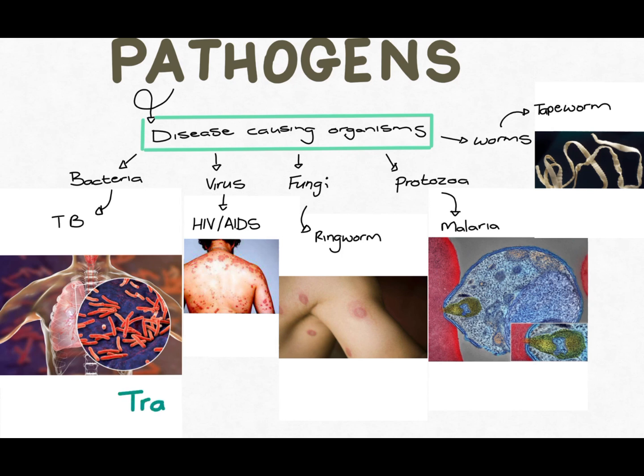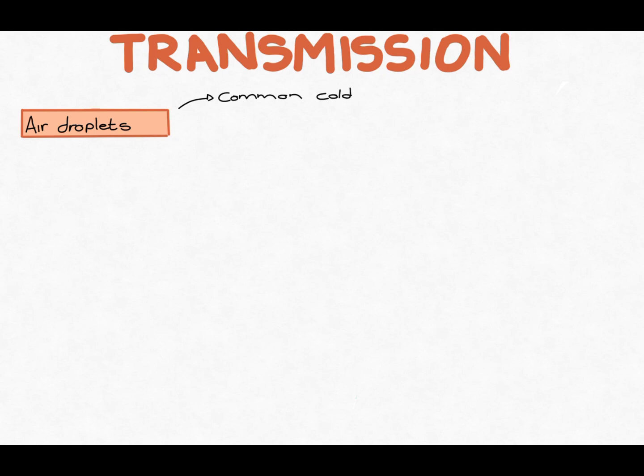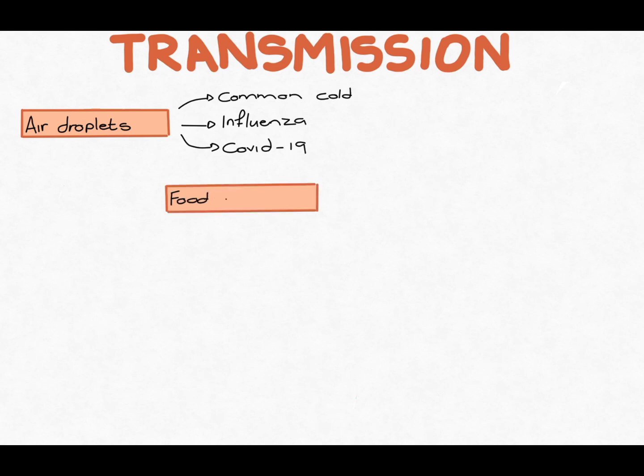Now, all of these are examples of transmissible diseases, meaning that they can be passed from one host to the other. A question that we need to get answered is how these pathogens are spread from one host to another. Now, the first method is through air droplets, and this is very common in viruses like the common cold, influenza, and COVID-19. Another method is through food or water.